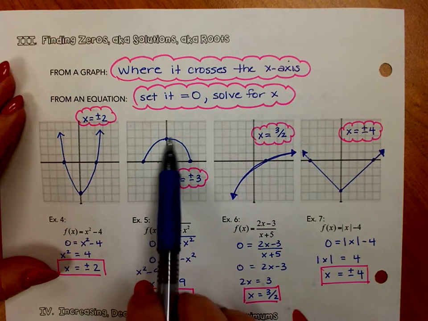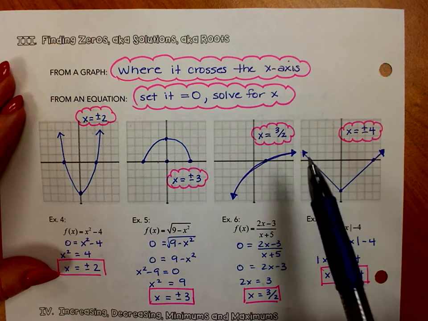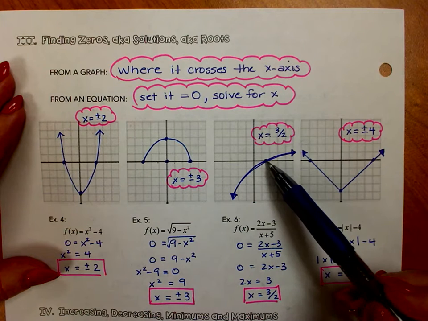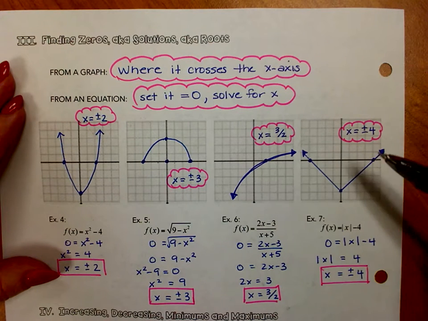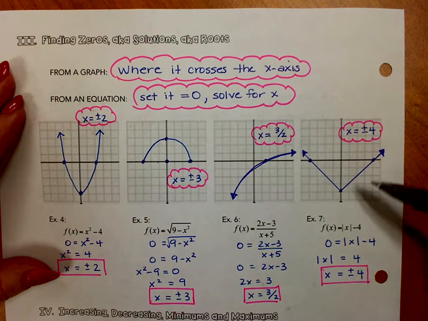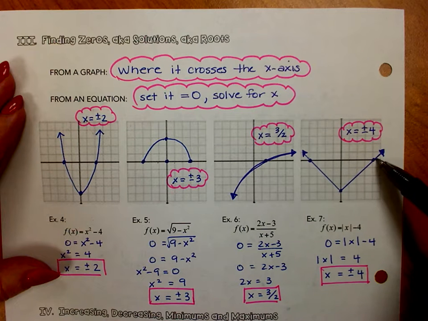We don't care where it goes through the y-axis. There's a y-intercept, but we don't care about that one. And then finally, this one right here, the rational equation, goes through the x-axis at 3/2. And this one over here, our absolute value equation, goes through the x-axis at negative 4 and positive 4.